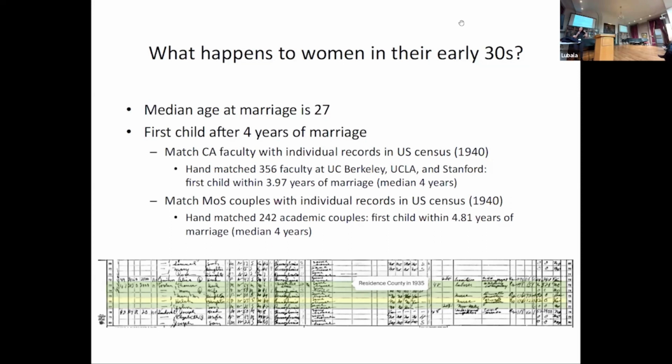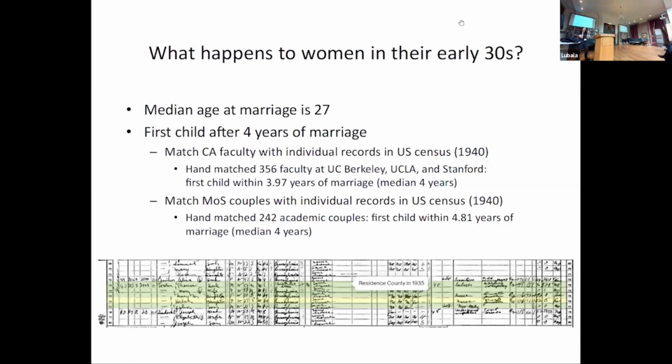And then we also look at academic couples. So I'll show you some data on academic couples. I match people with the census, and that's much easier when I have a man in the census. So I only need to match one of them to the census. And so I match all of these academic couples with the census.